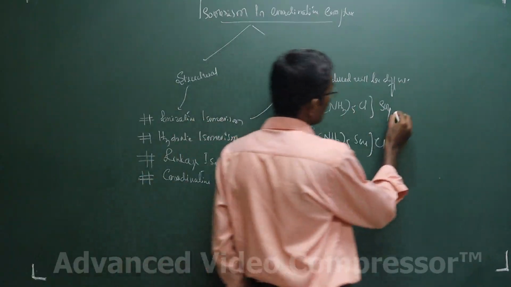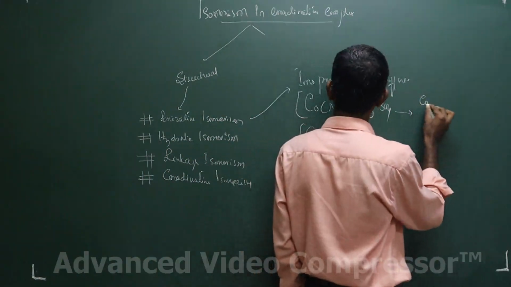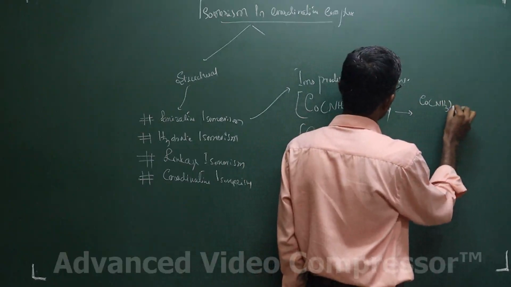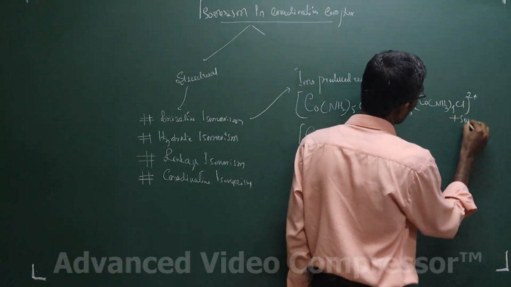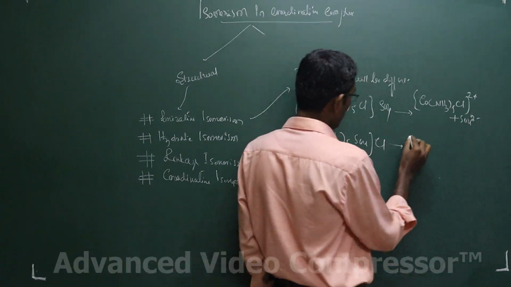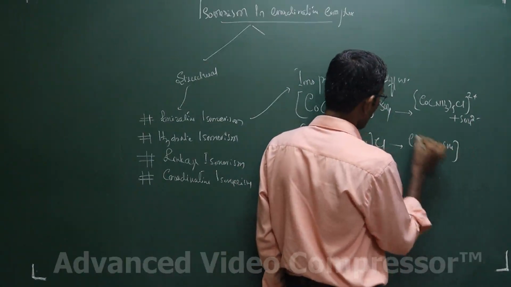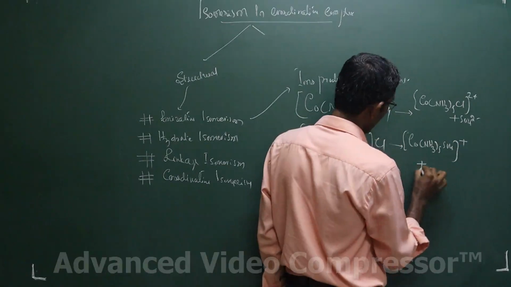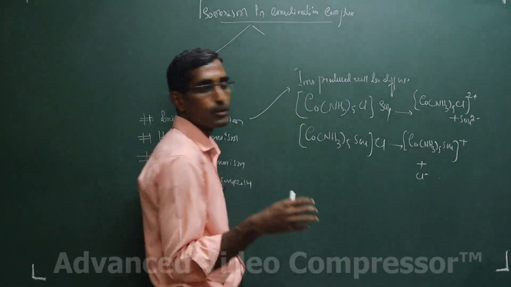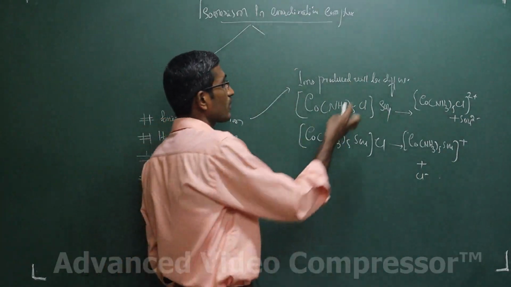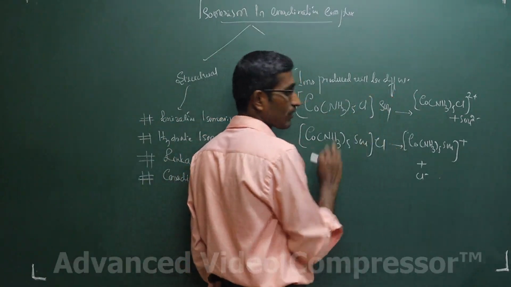So, how will the ions be formed? If you put this in solution, what ions will be produced? [Co(NH3)5Cl]2+ is the ion produced, plus SO4 2-. In the other case, it is [Co(NH3)5SO4]+ plus Cl-. The kind of ions produced will be different, but both have the same molecular formula. In one case, sulfate is outside and chloride is inside. In another case, chloride is outside and sulfate is inside.